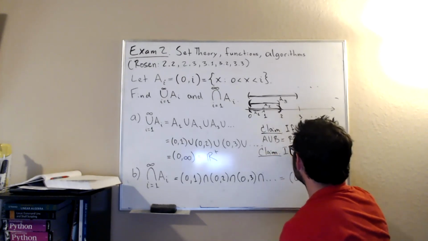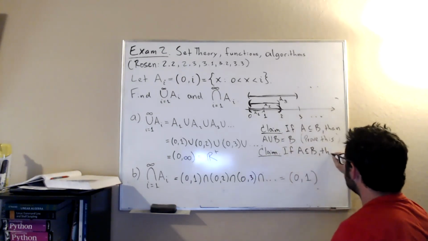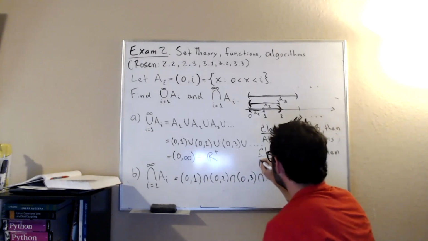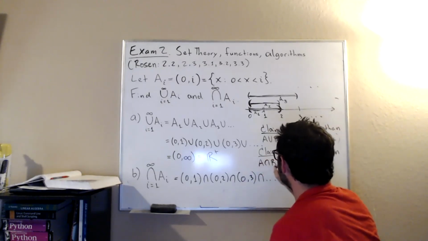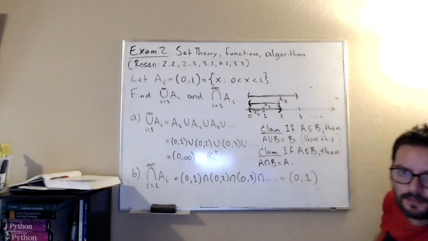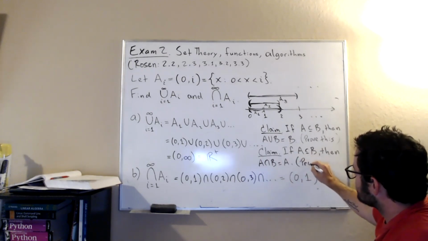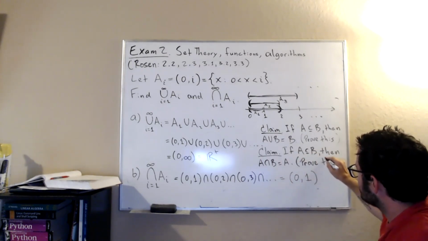And that follows from the claim that if A is a subset of B, then A intersect B is just equal to A. And so I would definitely suggest that you prove this.